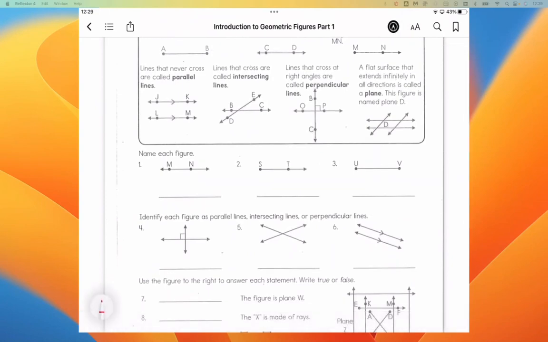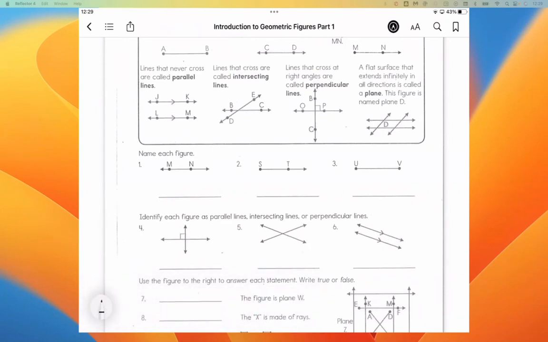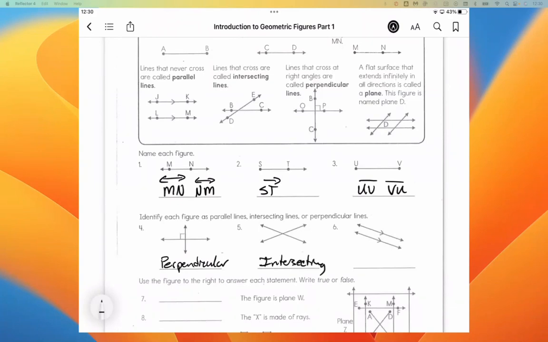So, naming these things, we have MN, and NM. This can only be called ST because it is a ray. This is UV or VU. These are shown to be perpendicular, intersecting, and parallel.